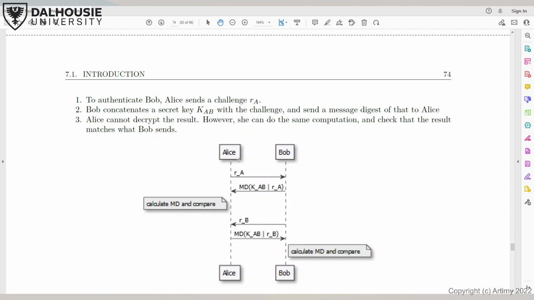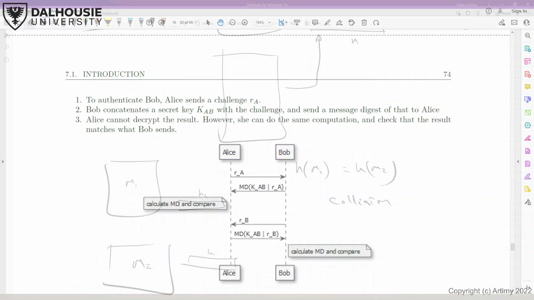But Alice can do the same process. She can take her random number that she knows and add to it the key that Bob and Alice agreed to, take the hash of that and compare it to the hash that she received from Bob. If both hashes are the same, then he must be Bob, right?